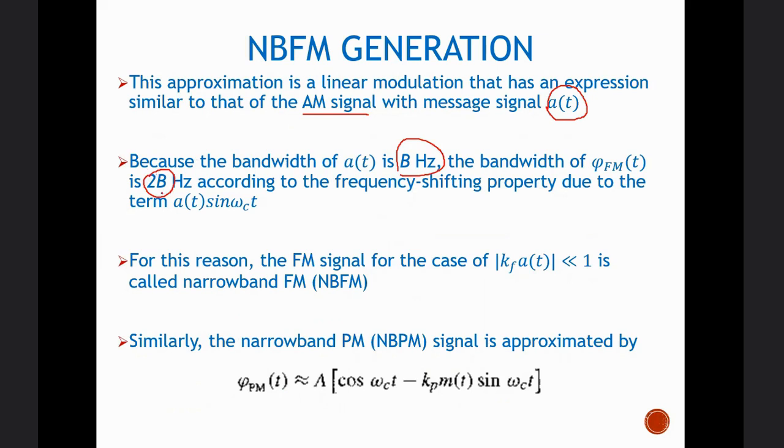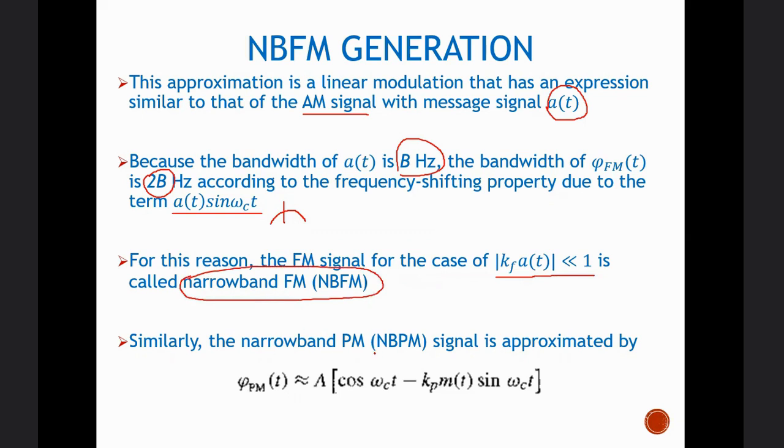An FM signal where we have ignored the higher order terms has a bandwidth of 2B, which is similar to an AM signal. This is according to the frequency shifting property, because we have A(t) multiplied by sin(ωct). So we will have a carrier ωc, and then an upper sideband and a lower sideband that make the total bandwidth equal to 2B. For this reason, the FM signal for the case of kf a(t) much less than 1 is called narrowband FM, or in short, NBFM.